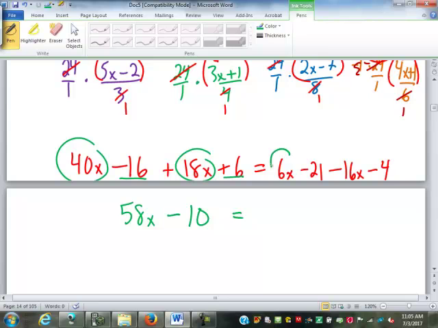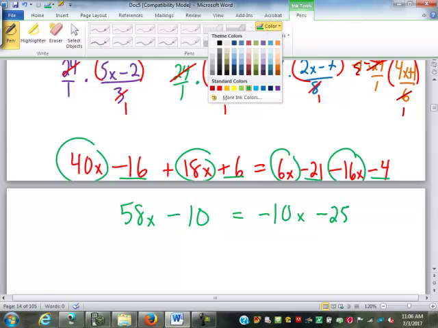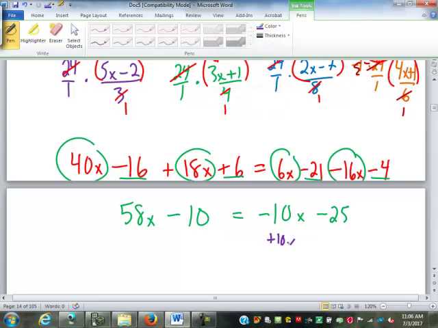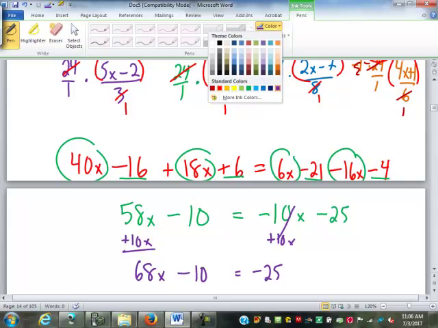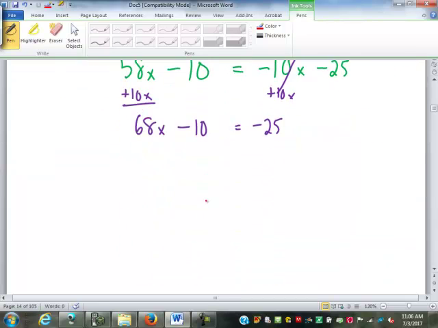On the right side, we've got 6x and negative 16x makes negative 10x. Good. Negative 21 and negative 4 make a negative 25. Now then, I would add the 10x, get rid of it. So we've got 68x minus 10 is negative 25. And then we add the 10. 68x equals negative 15.